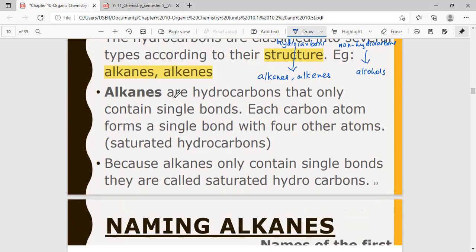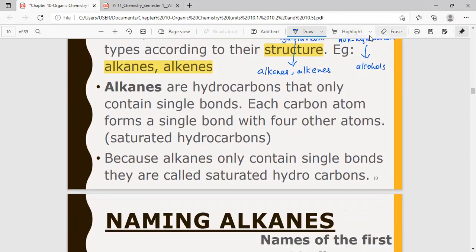All right, so let's move on to alkanes. So alkanes, as we saw just now, are hydrocarbons and they contain only single bonds. I told you earlier that structure is very important in organic chemistry. All of these alkanes only have single bonds. In that way, they are very simple. They only have carbon and hydrogen, and they also have only single bonds.